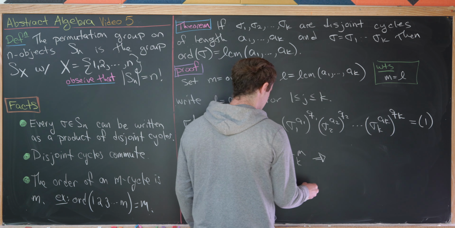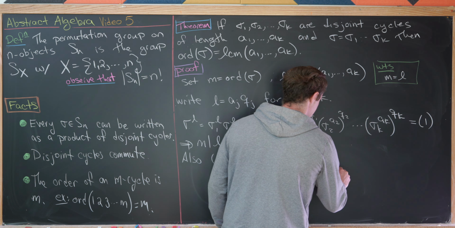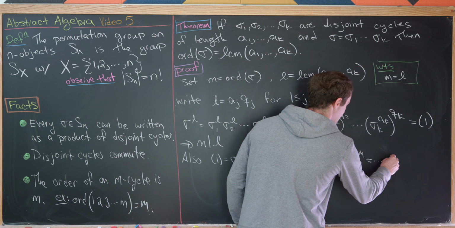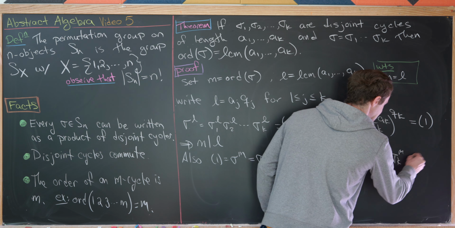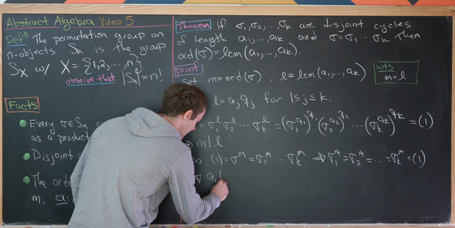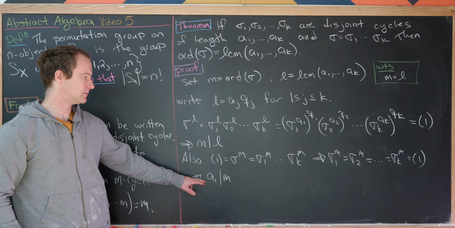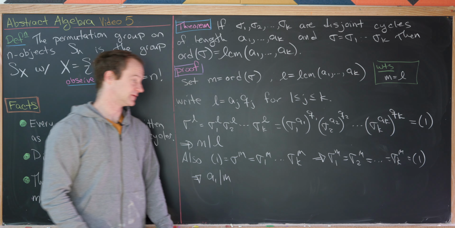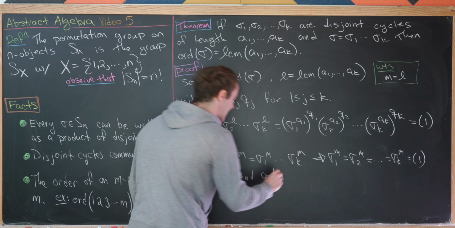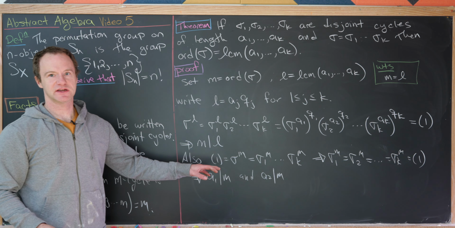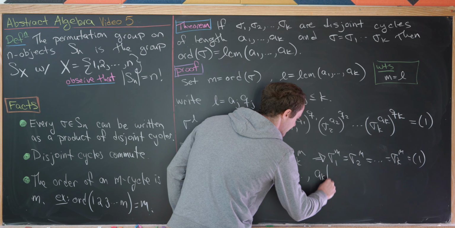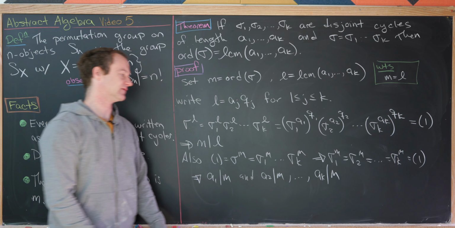So all of those words I said mean that sigma 1 to the m is the same thing as sigma 2 to the m, all the way up is the same thing as sigma k to the m, which is the identity. That tells us that A1 must divide m. That's because A1 is the order of sigma 1. And it means that A2 also has to divide m. That's because A2 is the order of sigma 2. So on and so forth, we know that AK also has to divide m.